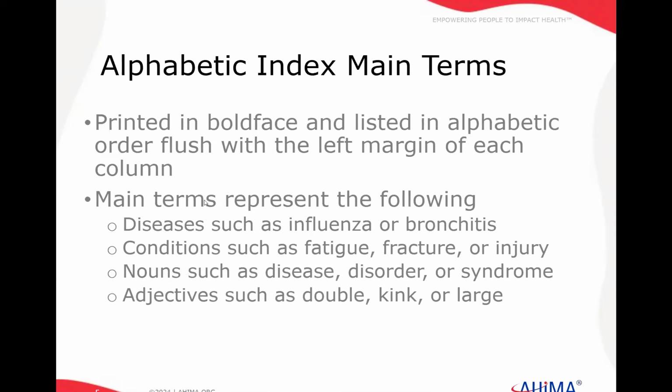Now, more about main terms. Main terms are printed in bold and they're listed in alphabetical order on the far left-hand margin of each column in your code books. Main terms represent the diseases such as influenza or bronchitis, the conditions such as fatigue, fracture, injury, and also nouns such as disease, disorder, or syndrome, right? They can also represent adjectives such as double, kink, large.